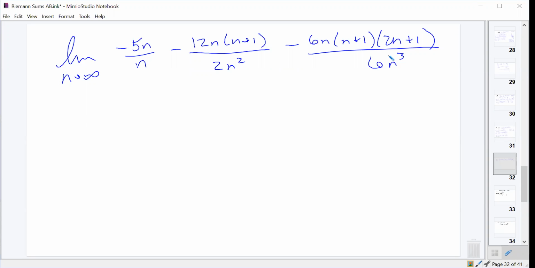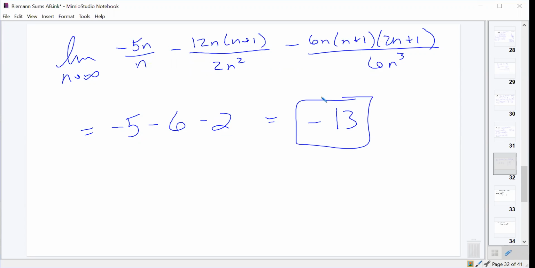All right, and then all of these are just rational functions, same degree on this piece, same degree on this piece, and same degree on this piece. So we end up with negative 5 minus 6, 12 over 2, and then this becomes 12 over 6, so minus 2, and we get negative 13. So hopefully that's what you all got. Any questions on that one? Or on anything we've done today at all?